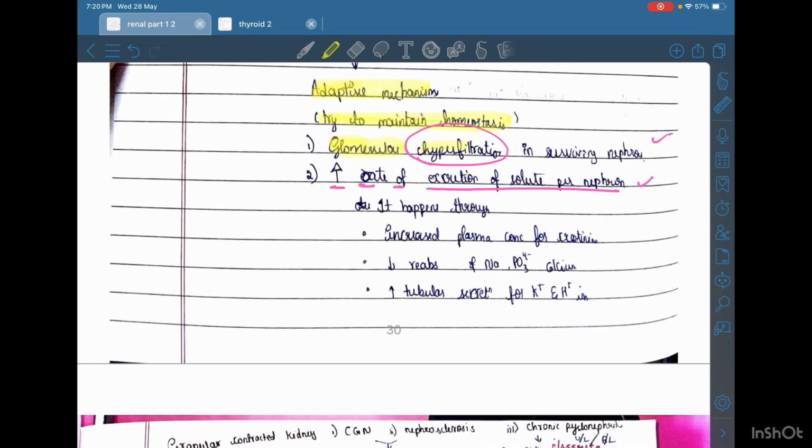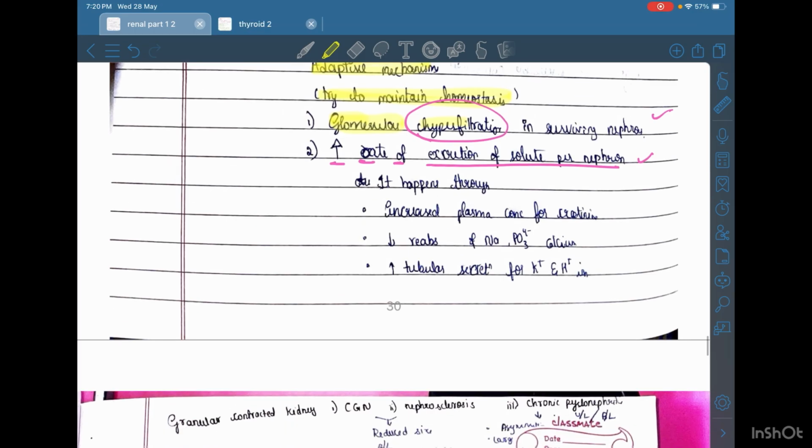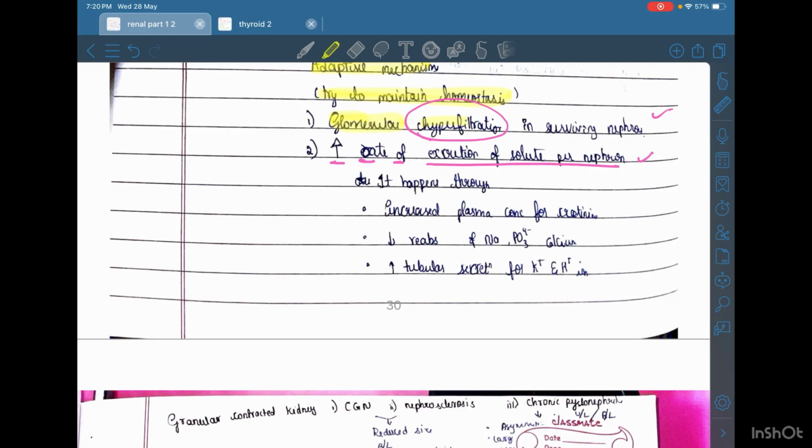It happens through increased plasma concentration of creatinine, or decreased reabsorption of sodium, phosphate or calcium, or increased tubular secretion of potassium and H plus ion. It happens through these things.